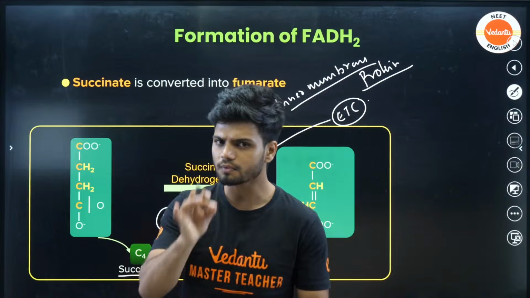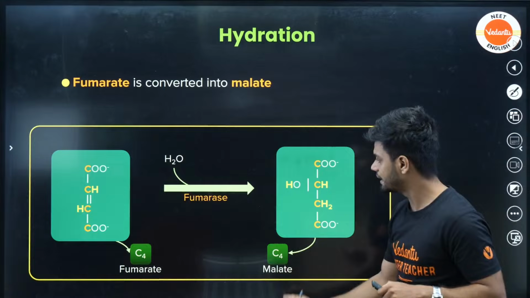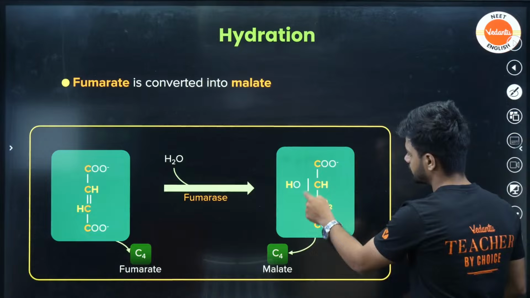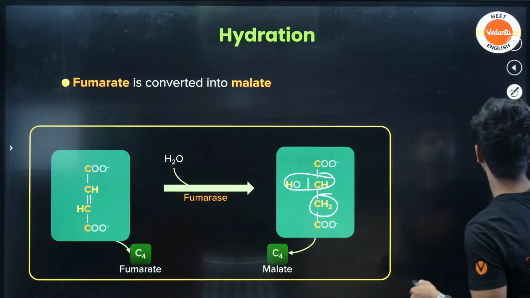So FAD is done. Now fumarate to malate, one water is added. Fumarate gets converted to malate by addition of a water. Look at the structure here. Water is being added here. H2O is being added. Now then we have what?